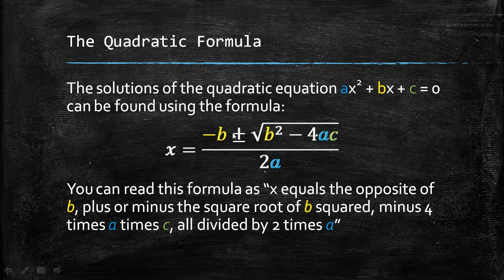What this plus or minus means is that we can have up to 2 solutions for our quadratic equation. We can find one of our solutions when we evaluate it as negative b plus the square root of b squared minus 4ac divided by 2a. We can also find our second solution by evaluating at negative b minus the square root of b squared minus 4ac divided by 2a.